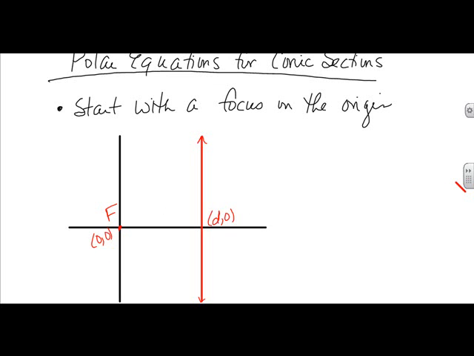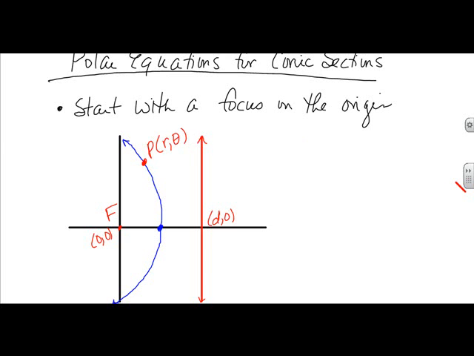Now, for a parabola, you'll remember that the vertex must be right between the focus and the directrix. And then our parabola is going to curve around the focus and kind of away from the directrix. So our parabola might look like that. This time, when we pick a point P on our parabola, it has coordinates r, theta, because we're working in polar coordinates.